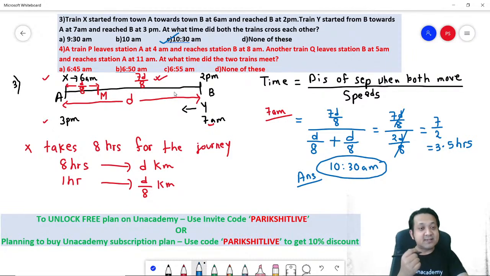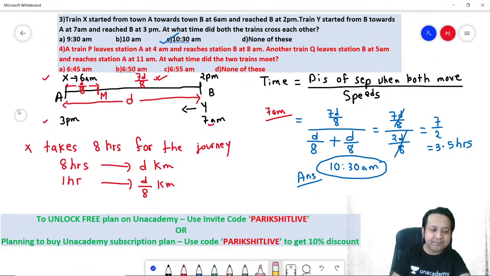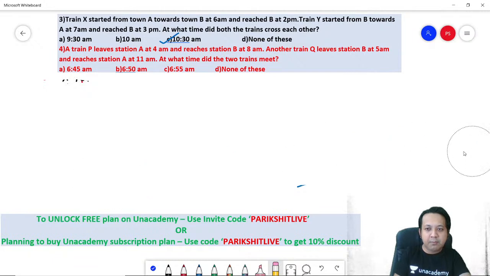Don't worry, even if you think it's 90% clear, it's good enough because the next question will help you to make it 100% clear. Let's go to question number 4. Very similar to number 3. Let's check if we can do it.